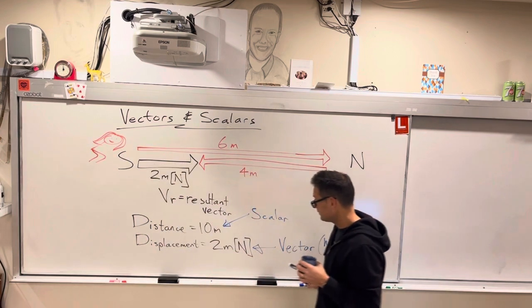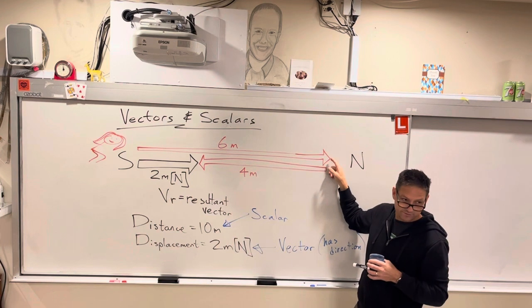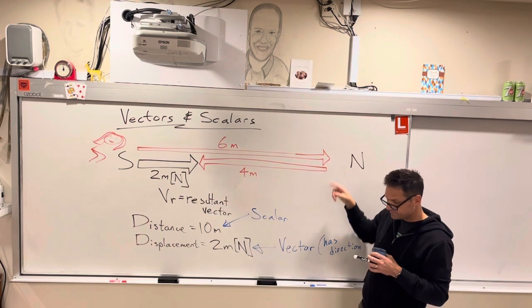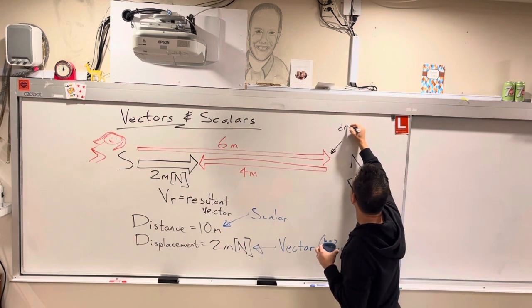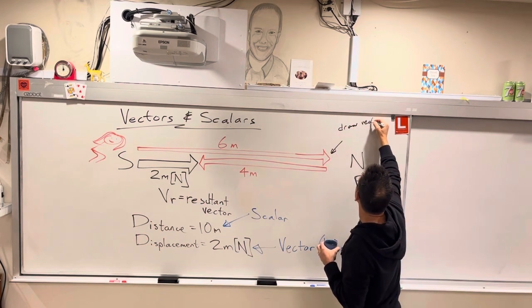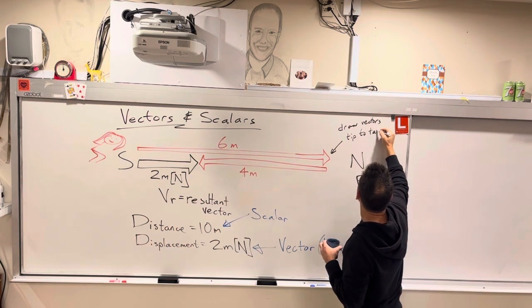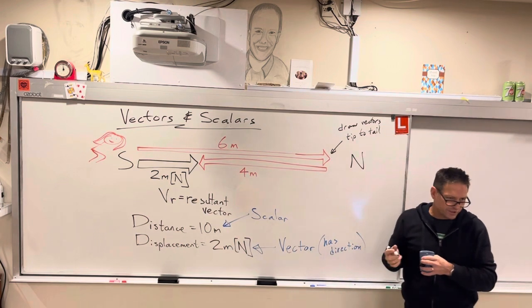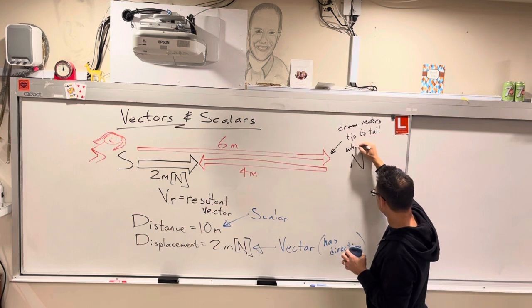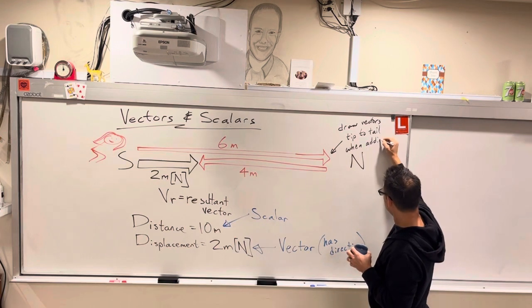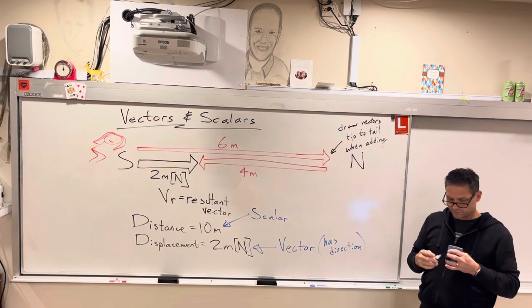So if you're adding vectors, this is the way you do it. You draw an arrow, and then you draw the next vector, and we say we draw it tip to tail. When you're adding them together, you draw them tip to tail. Can you read that? You guys see that? It's a little messy, sorry.